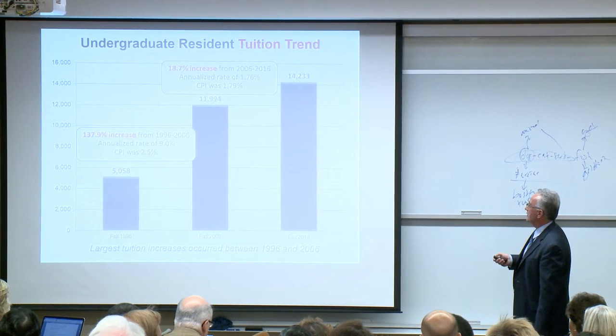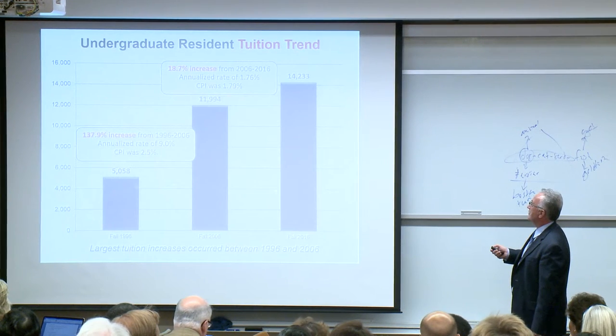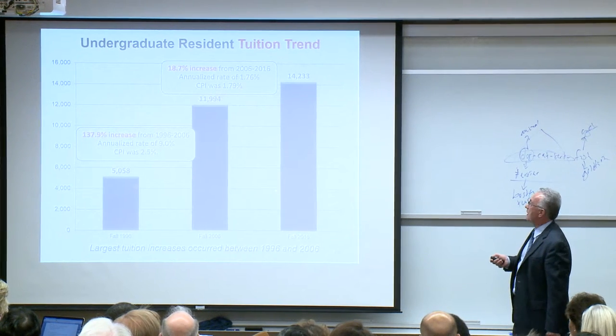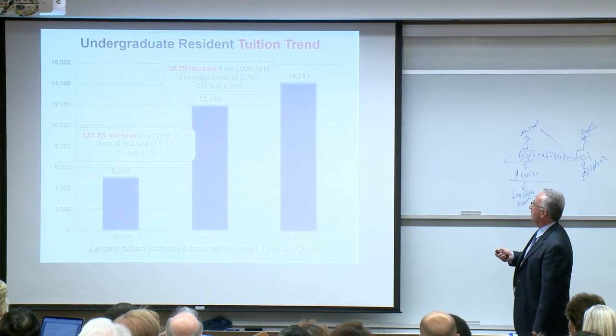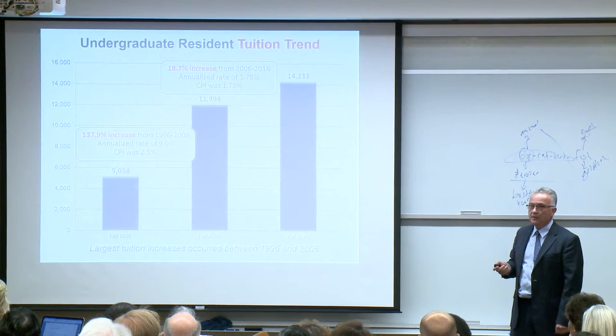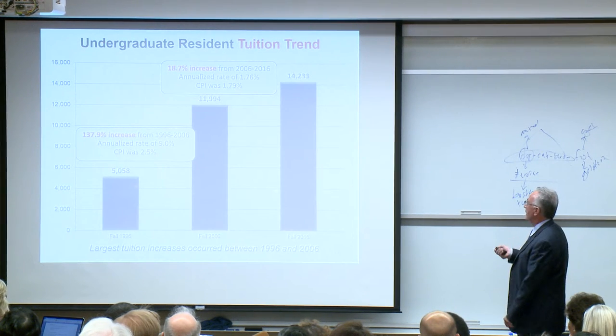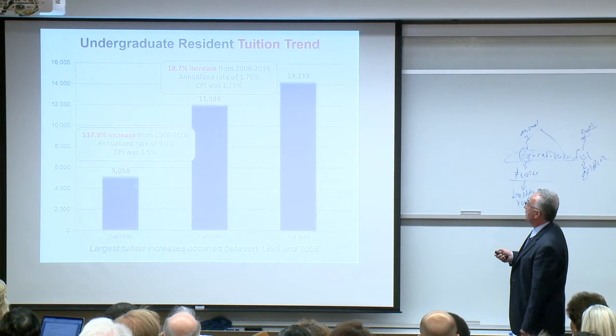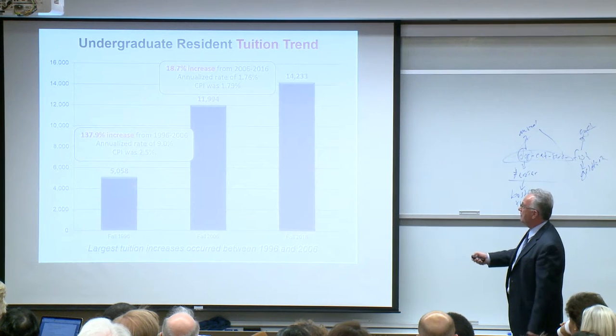What has happened since the fall of 2006? We've grown by a total of 18.7%, which works out to less than 2% per year. So our growth in not only state support has been almost static, but now we're seeing very modest change in tuition.